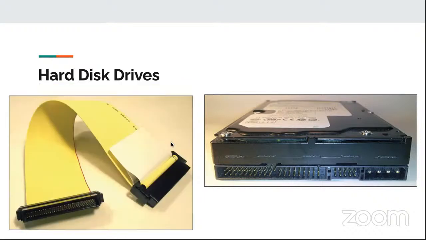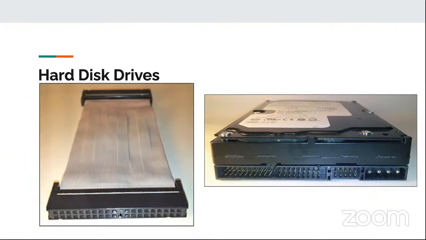With SCSI, if I remember right, there's like 40 pins, and they're all used. With IDE, there's one that isn't being used, right in the middle. So it tells you which way the cable goes.